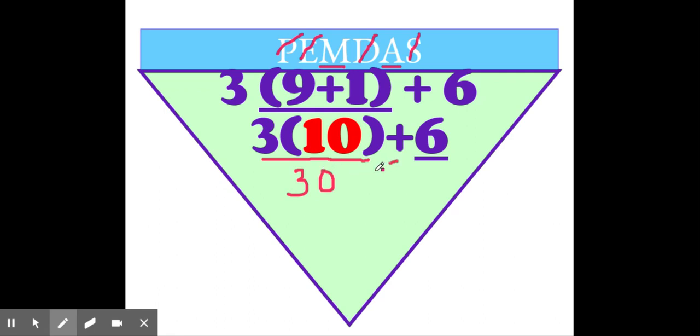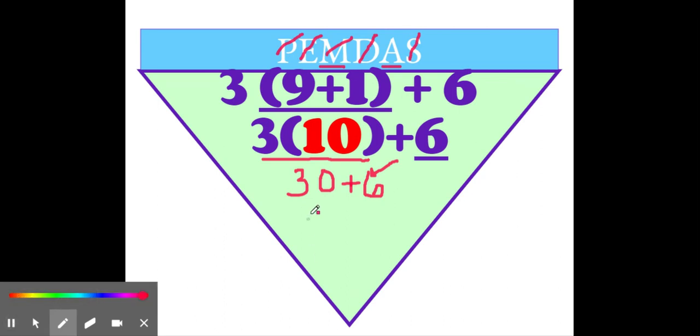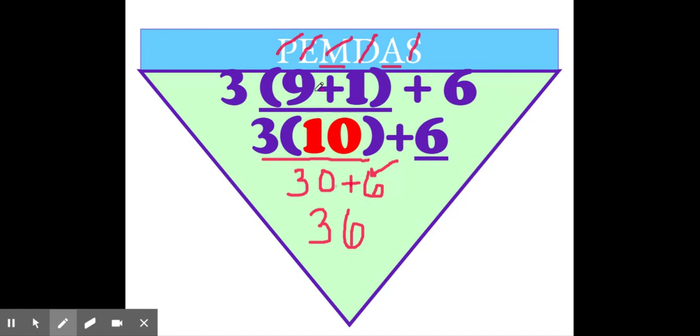We bring the plus sign down and our 6. Multiplication is finished. All we have left is addition. What is 30 plus 6? Yes, it is 36. And we are finished with this problem.